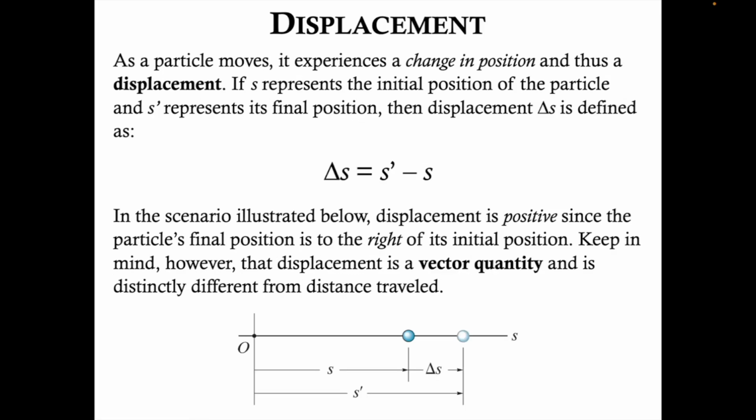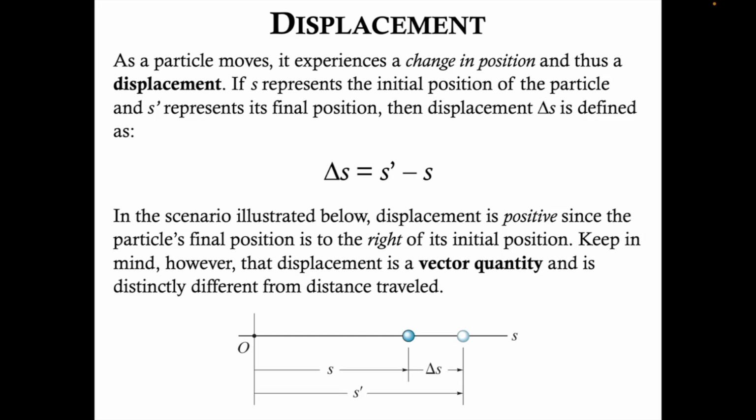As a particle moves, it experiences a change in position and thus a displacement. If s represents the initial position of the particle and s prime represents its final position, then displacement delta s is defined as follows. Delta s equals s prime minus s, that's final position s prime minus initial position s. In the scenario illustrated below, displacement is positive since the particle's final position is to the right of its initial position, and therefore s prime is greater than s, so delta s would be positive.